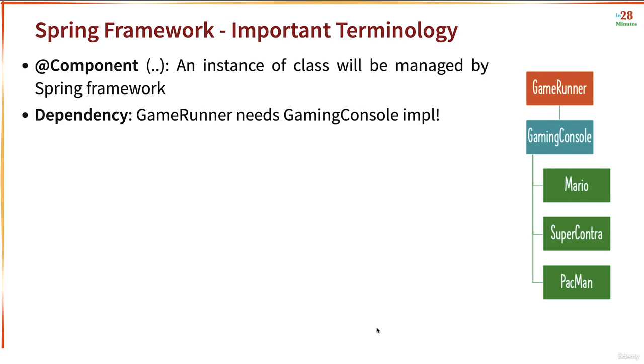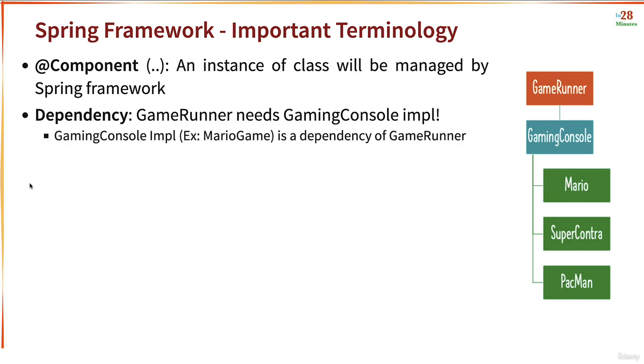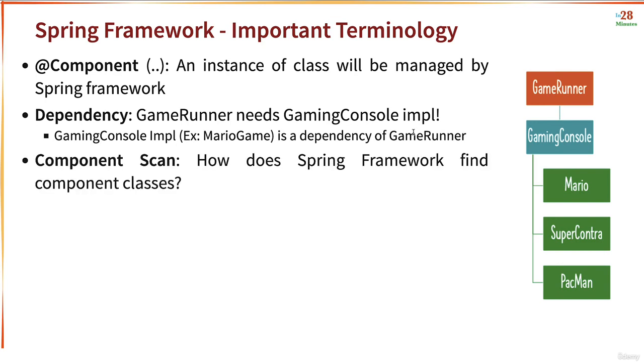Number 2, dependency. Earlier, we saw that the GameRunner needs GamingConsoleImpl, an implementation of GamingConsole, either Mario or SuperContra or Pac-Man. So, a GamingConsole implementation, for example, MarioGame, is a dependency of GameRunner.